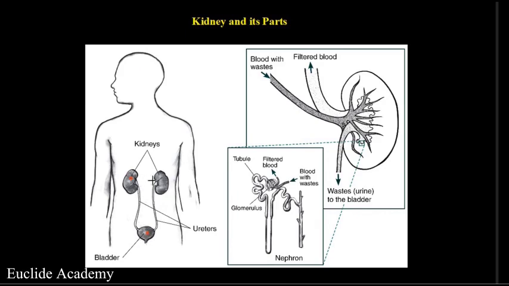So the kidney has three main parts. Let's look at a more detailed image. Here you can see this is what we call the cortex, the inside of this kidney, then we have the medulla, and then we have the pelvis here. So these are the three main parts of a kidney.